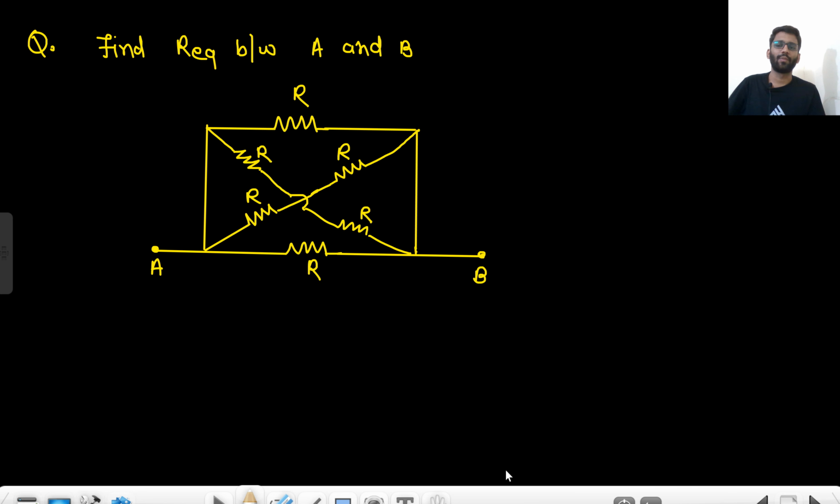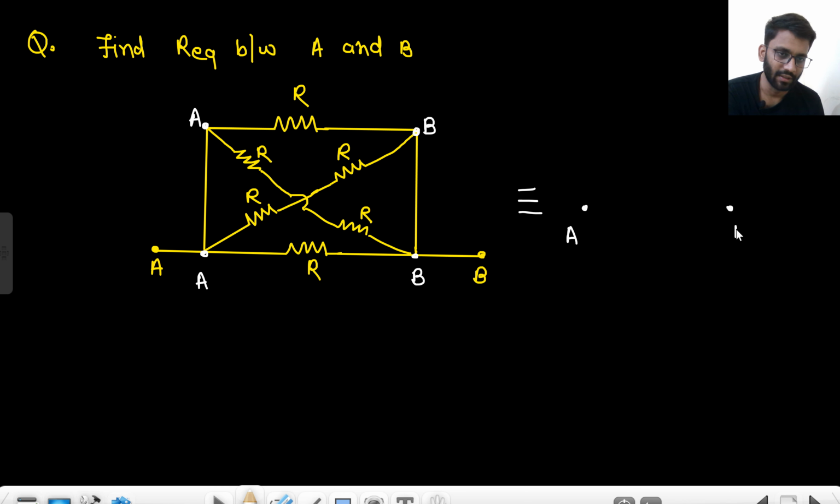Now let's move on to this problem. You have to find the equivalent resistance between A and B. Now here, if this potential is A, tell me what will be this potential. This will also be A, because there is no resistance connected in between, so all of them will have the same potential. If this node is B, this node will also be B, right? So what do you see here? This is A, this is B.